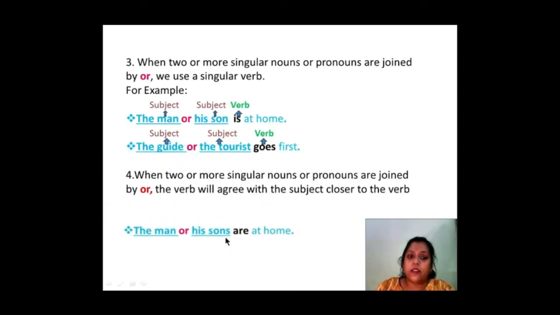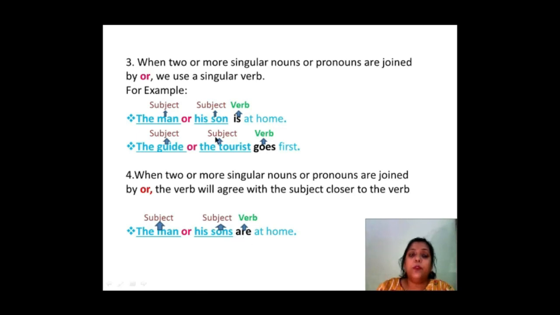Let's look at the example. The man or his sons are at home. Again, if you see, the subject is the man or his sons and the verb is are. Here in this sentence, you can see we have two nouns, but the subject which is closer to the verb is a plural noun. Since this is a plural noun, our verb will be plural.